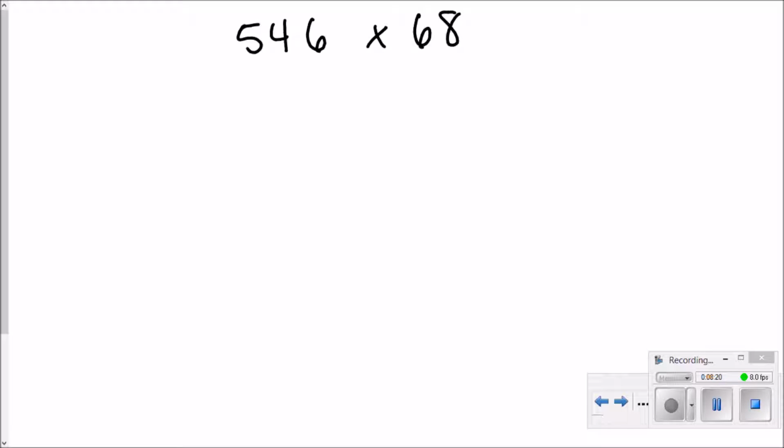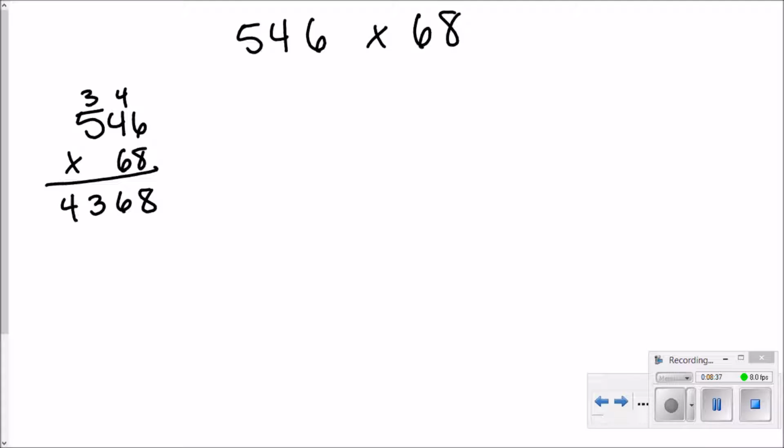So in this problem, let's multiply 546 by 68. So we're going to start with standard algorithm. 546 times 68. 8 times 6 is 48. Carry your 4. 8 times 4 is 32. Plus 4 is 36. Carry your 3. 8 times 5 is 40. Plus 3 gives us 43.